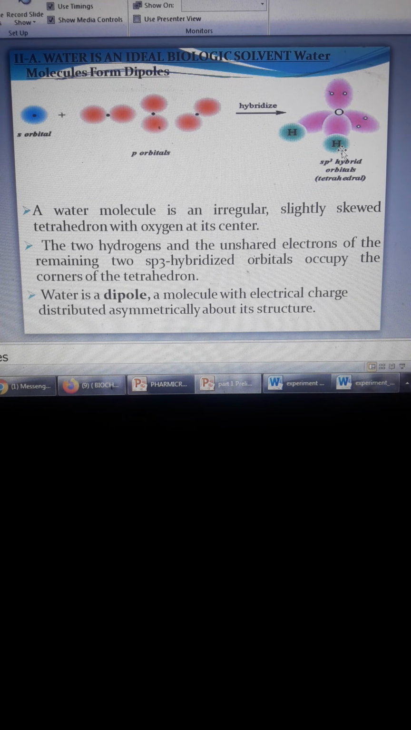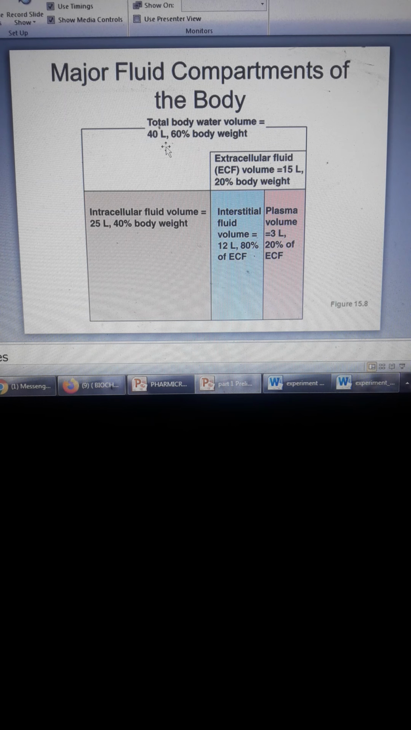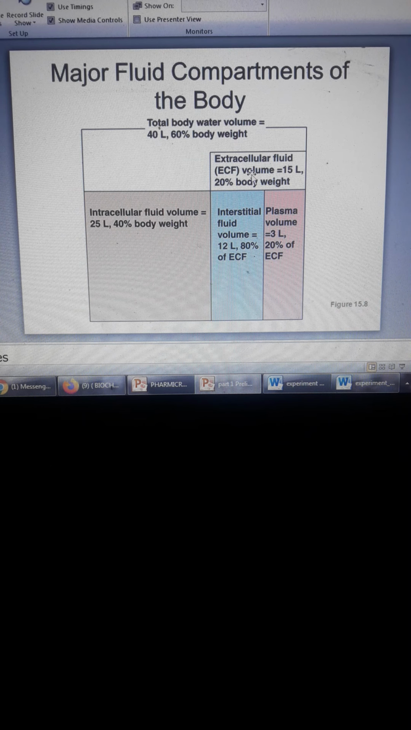Next, major fluid compartments of the body. So total body water volume is 40 liters. That is considered the volume of distribution inside the body. That is 40 liters. That is the standard. Okay, 60% of the body weight is comprised of water. So water is distributed to the intracellular, and we have the interstitial and the plasma volume. Extracellular fluid, known as ECF, volume is 15 liters, 20% body weight. Intracellular fluid volume is 25 liters, 40% body weight.